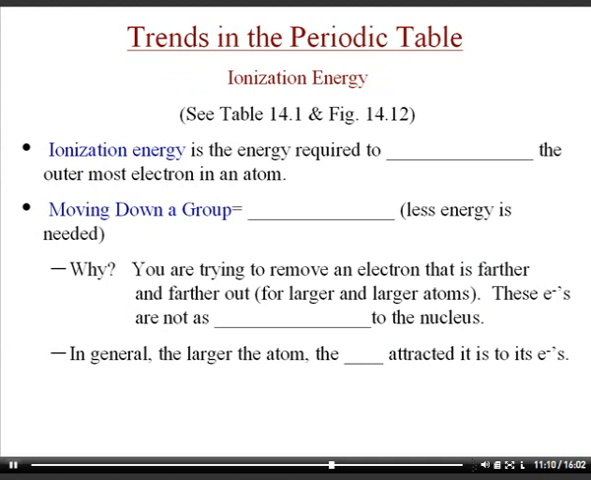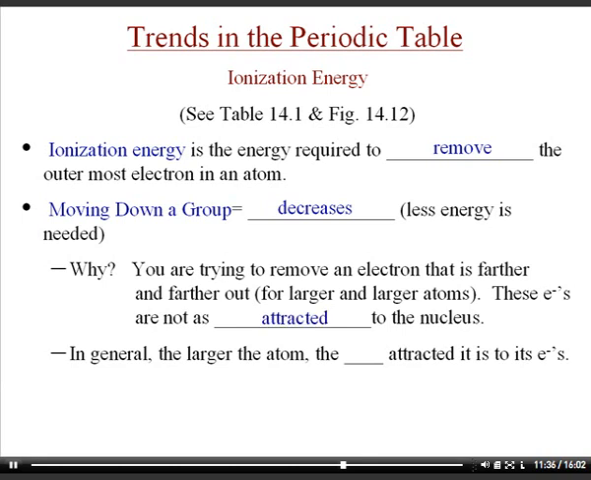The next trend is called ionization energy, and that's the energy to remove the outermost electrons. So those are the valence electrons. So if you try to remove an electron from an element that's larger and larger and larger, it's actually easier. So as you move down a group, those larger and larger atoms have an easier time of losing an electron, so you don't have to smack them with as much energy. So down a group, the ionization energy decreases. It's easier to take away one of their electrons.